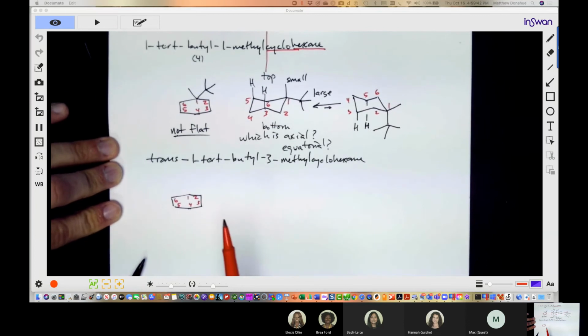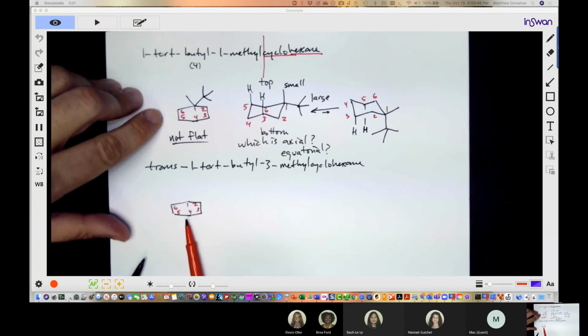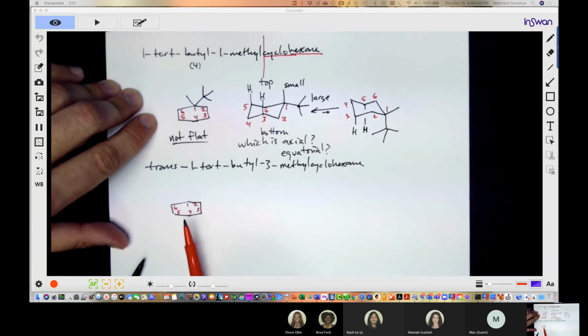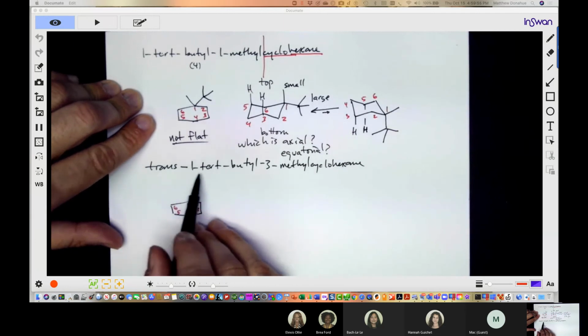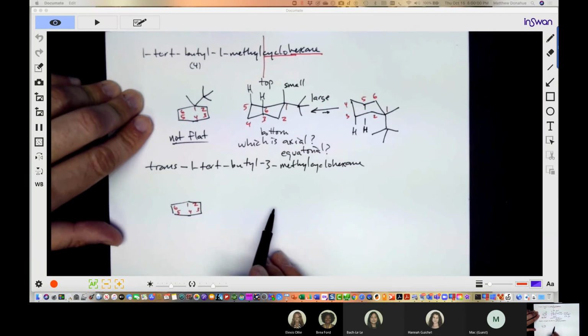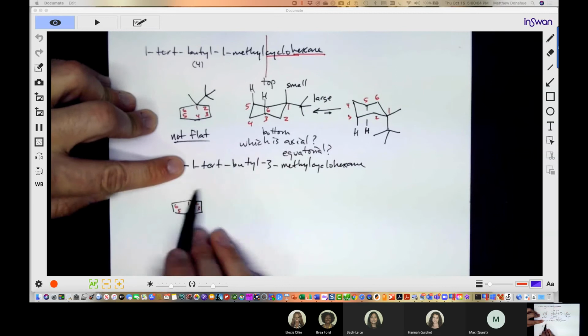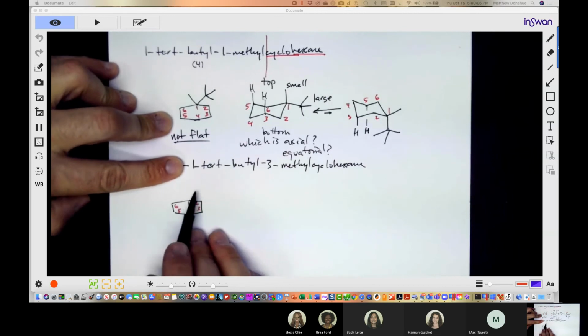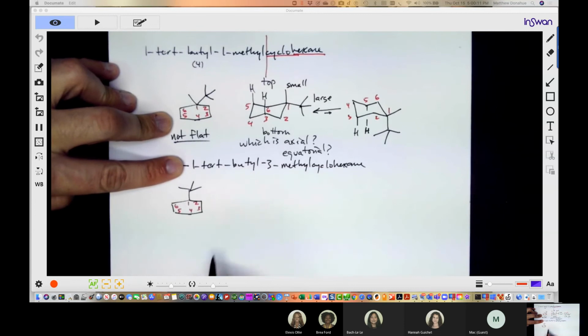One of the best skills you can develop in this course is numbering your carbon backbone. When we start learning reactions, this is going to be very important. So it says trans-1-tert-butyl-3-methylcyclohexane. For now, let's just ignore the trans and put the substituents in. At the 1 position, we have tert-butyl. For the 3 position, we have methyl.